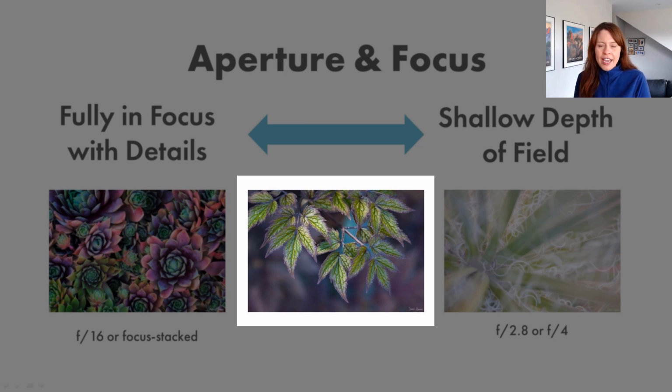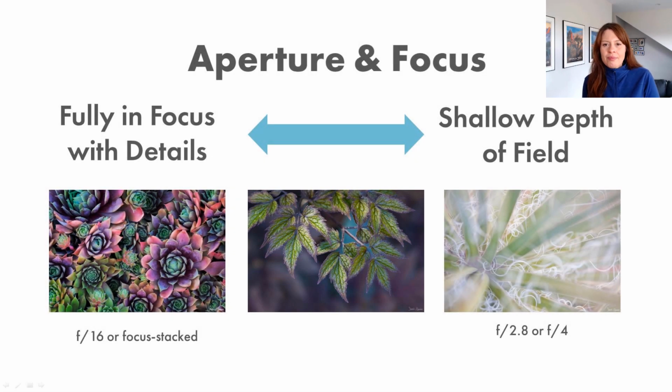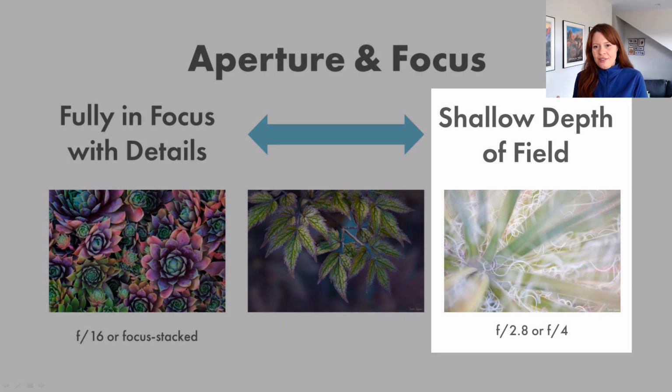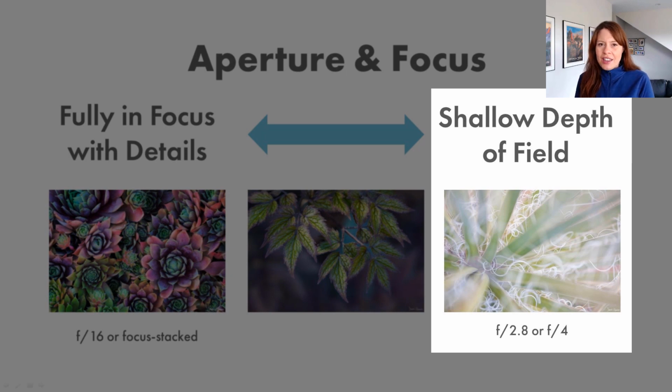So in this particular case, the background was really far behind the subject, so that's how I got that blurry look while keeping the leaves in focus, probably at an aperture like f8 or f11. And then the final choice is around shallow depth of field. And this is one of the key techniques for achieving that soft, dreamy, impressionistic look.